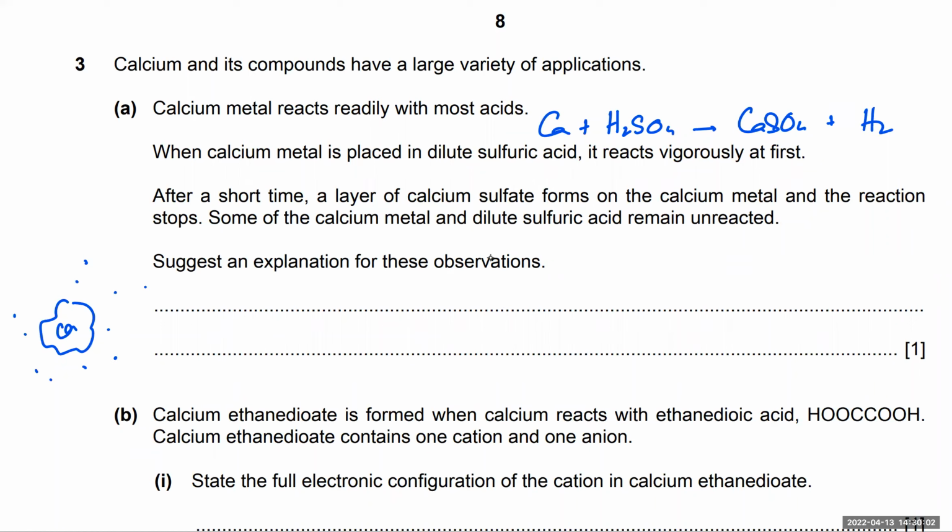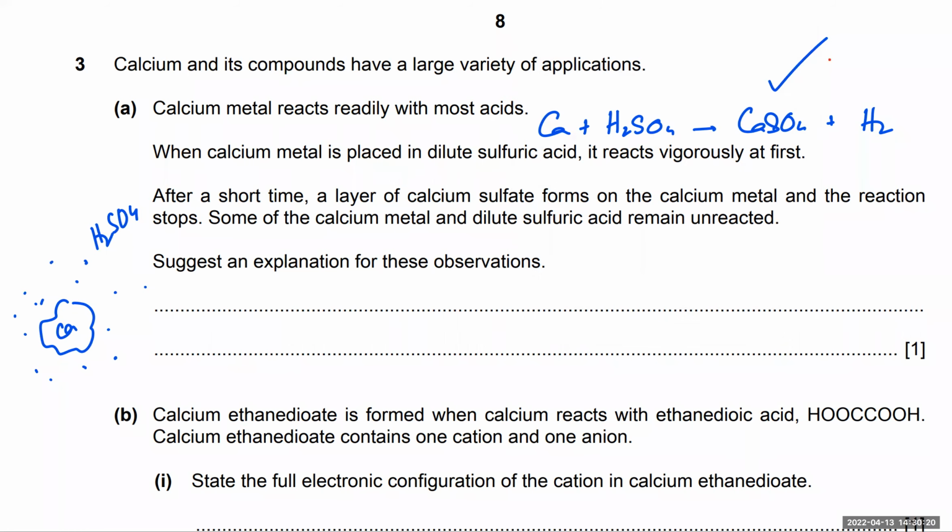So the particles are all H2SO4. So the reaction stops after a short time because a layer of calcium sulfate is formed. As soon as they react, calcium sulfate is going to be formed. If you know the solubility of the sulfates, calcium sulfate is not very soluble.